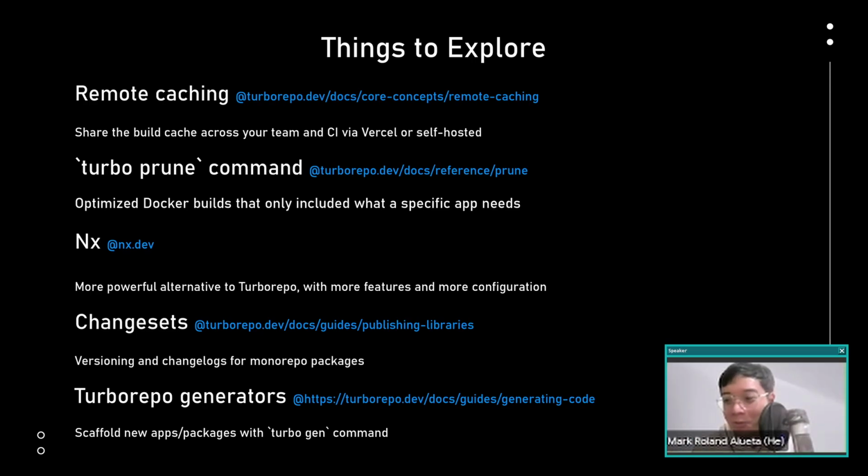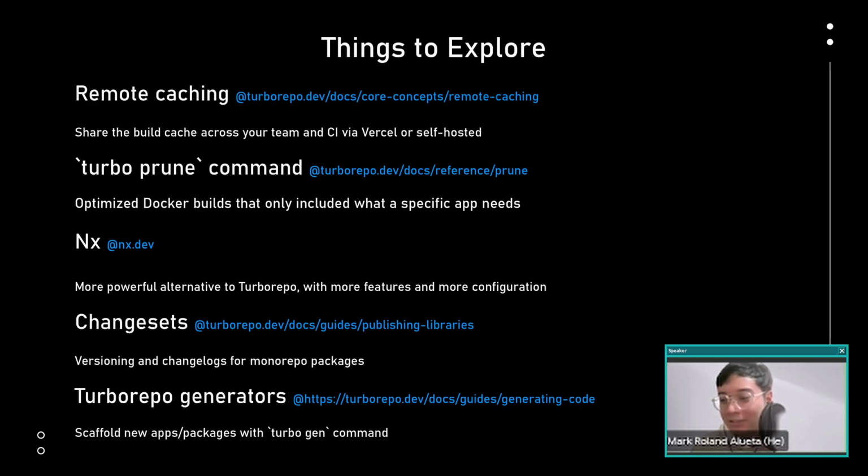Next one is turbo prune. This is just a command. Basically, you're just selecting which service to build. So I was thinking, I guess I want the front end to build. I'm not interested in building the API and so on. So yeah, you can use this command to build the specific service that you want.